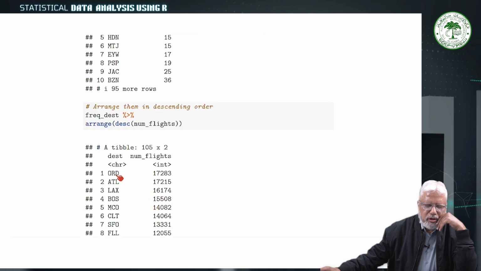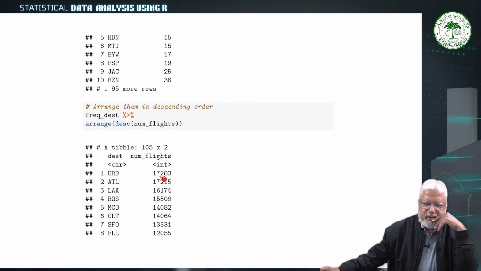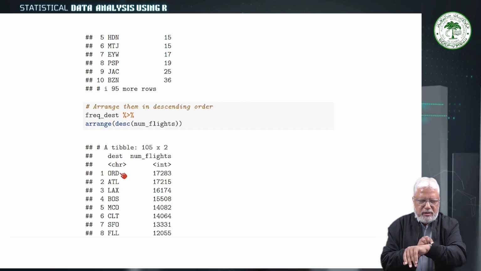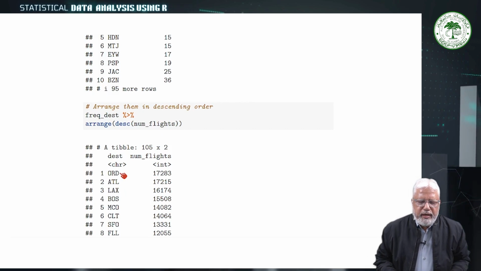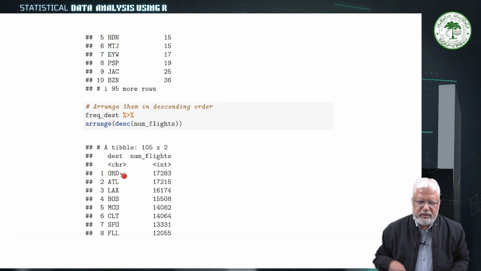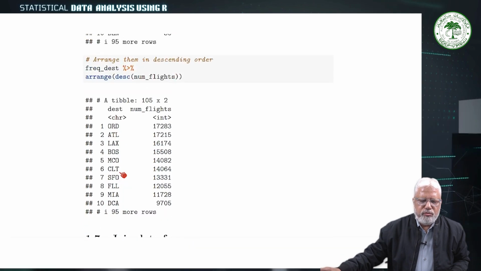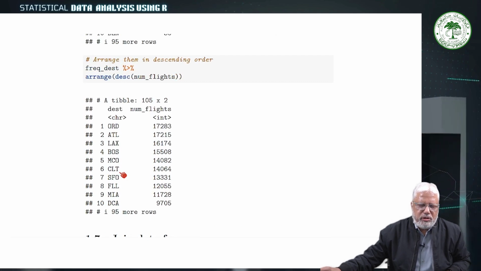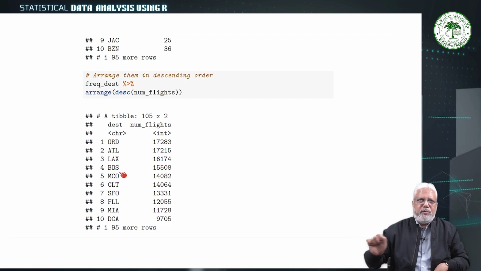So, ORD has the maximum number of flights, 17,283, then ATL is the second largest number of flights. So, this way we can arrange them. Now, in my next talk, I shall talk about join data frames. So, that will be my next lecture.